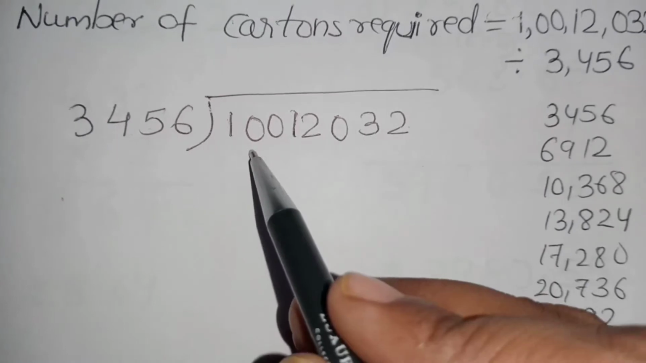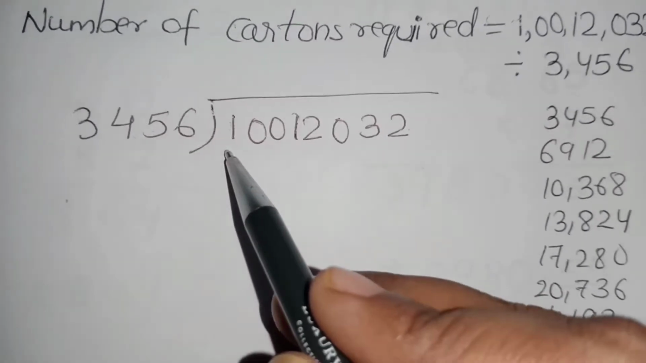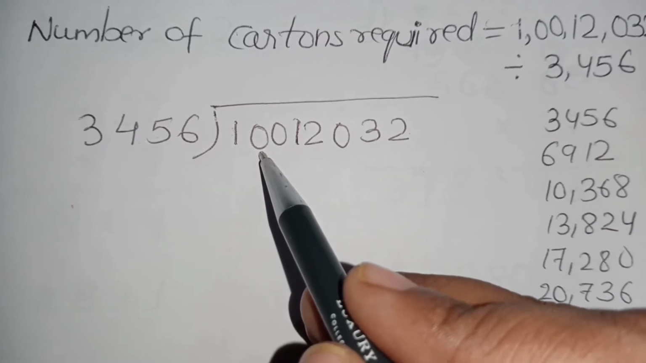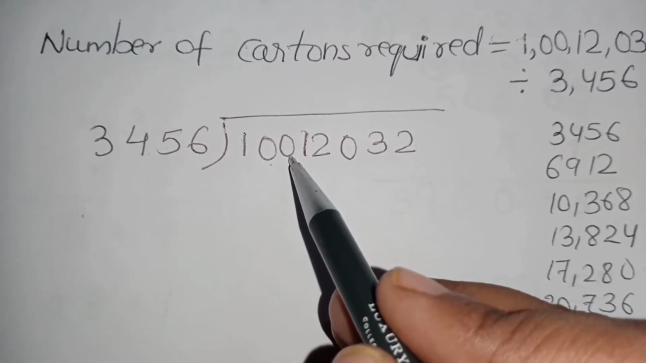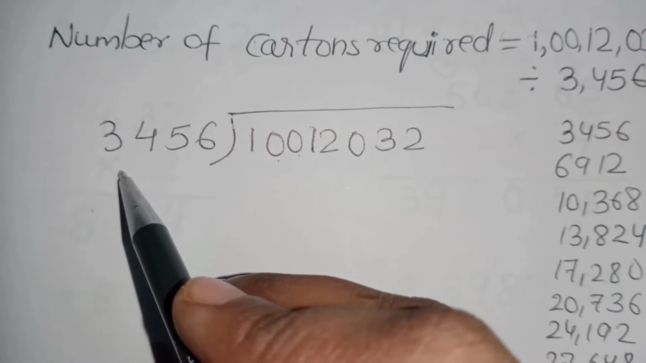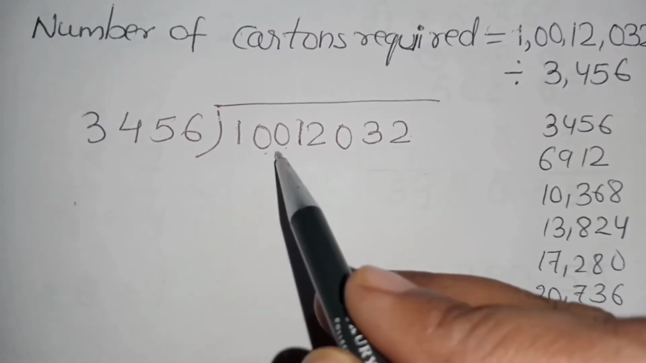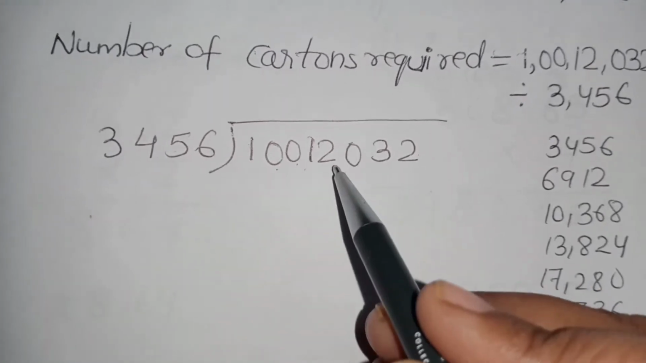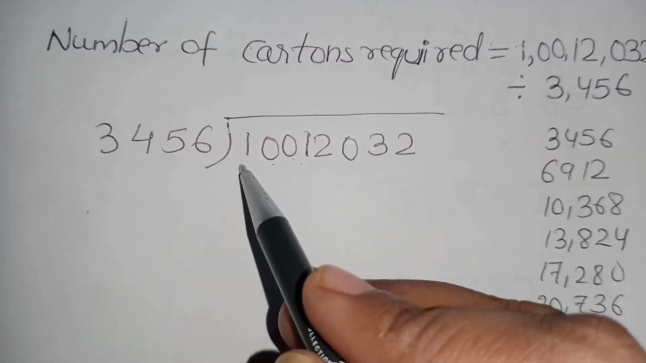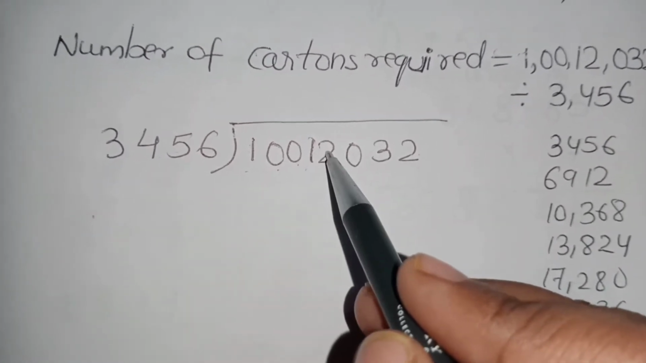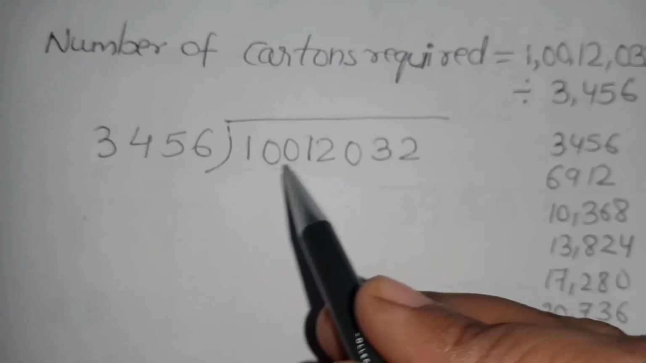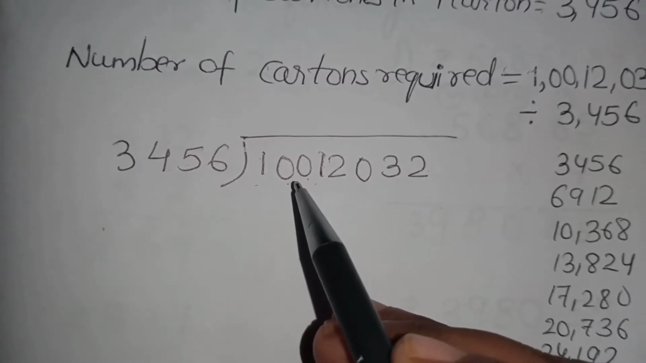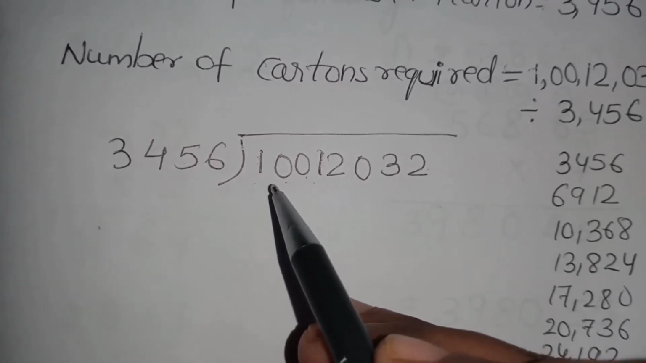So 3,456, you have to divide. Now if you take 1, it will not get divided. Take one more digit, it will become 10, not divided. Take one more digit, it will become 100, not divided, because this is 1000. I'll take one more, it will become 1001. It will not get divided because this is 3000. And let's take one more digit. 1 2 3 4 5. So how much has it become? 10,000. It will become 10,012.